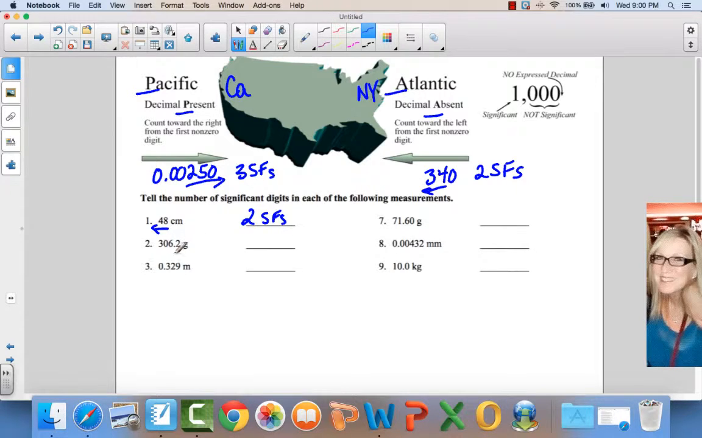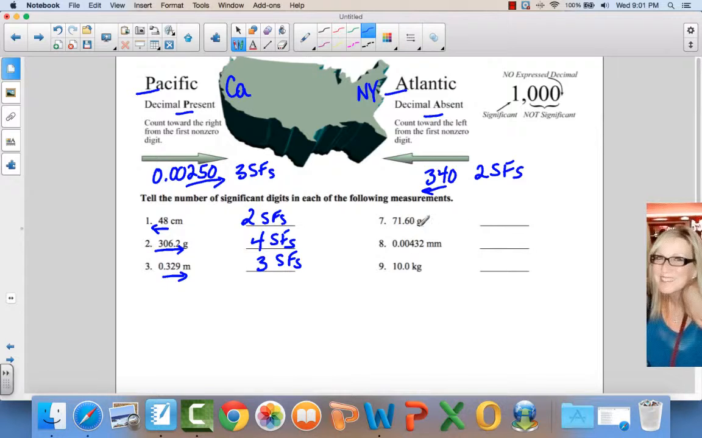Decimal present. Present is California side, which is left. Find the first non-zero digit, which is 3, count it, and everything after it. Decimal present, Pacific rule. I'm going to the California side, which is left. Find the first non-zero digit, which is 3, count it, and everything after it.